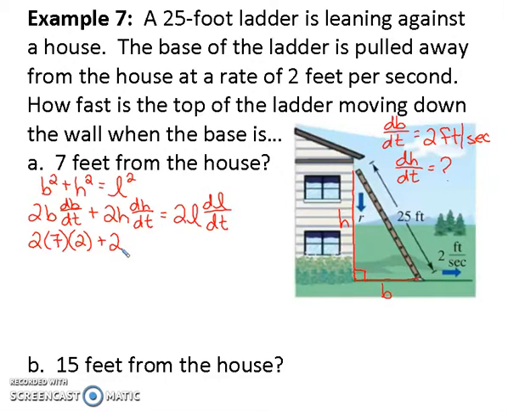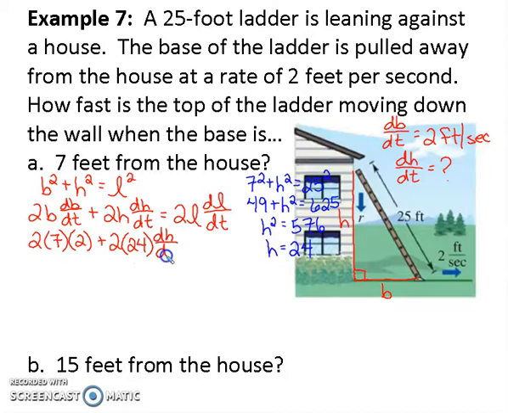Then I come to H. I do not know what H is. But if I go back to my original Pythagorean theorem, b squared plus h squared equals l squared, b is 7 and l is 25. So I can actually solve that to figure out what h is. So I've got 49 plus h squared equals 625. H squared equals 576. And so h would actually be a perfect 24. No decimal or anything. So I can put a 24 right here.